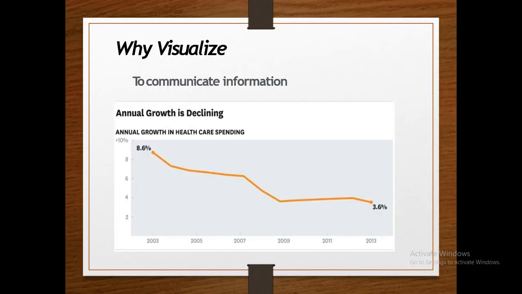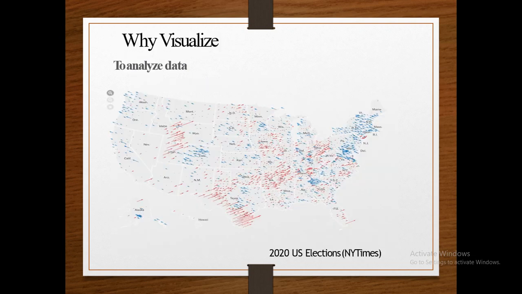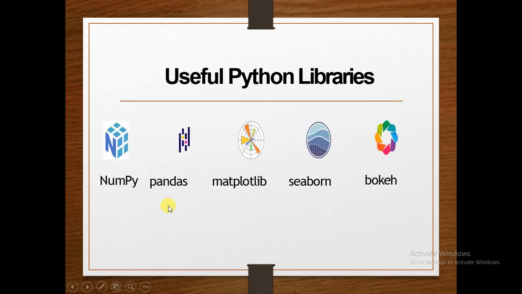We are going to visualize to communicate the information. Now the communication can be through the graphs, through tabular formats. So visualization also helps in communicating my information. Visualization is also going to help me to analyze the data. This image is of the 2020 US election and New York Times. So it is going to help me to visualize and analyze my data.